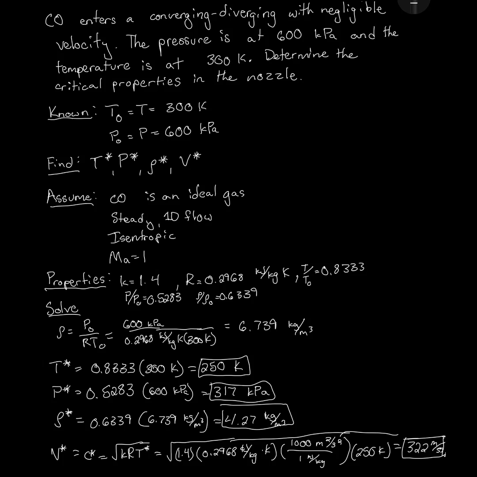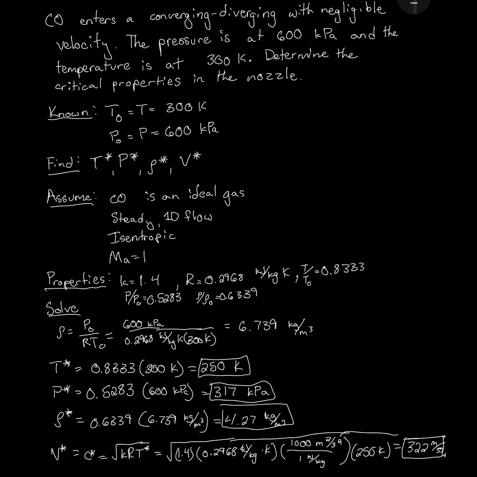So what is known is that the initial temperature equals the temperature, which equals 300 Kelvin. The initial pressure equals the pressure, which equals 600 kPa. So we need to find critical temperature, critical pressure, critical density, and critical velocity. Carbon monoxide is an ideal gas. It's steady one-dimensional flow and isentropic, and the Mach number is equal to 1.